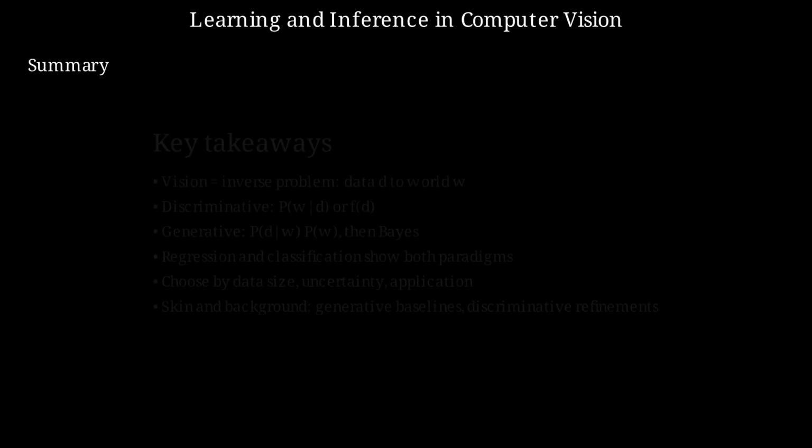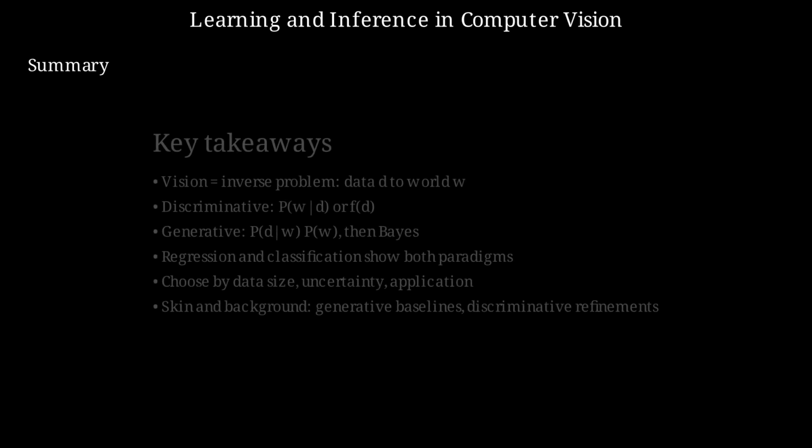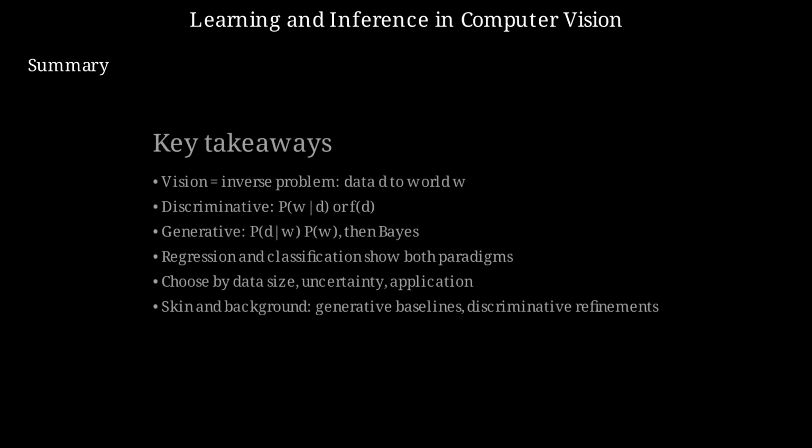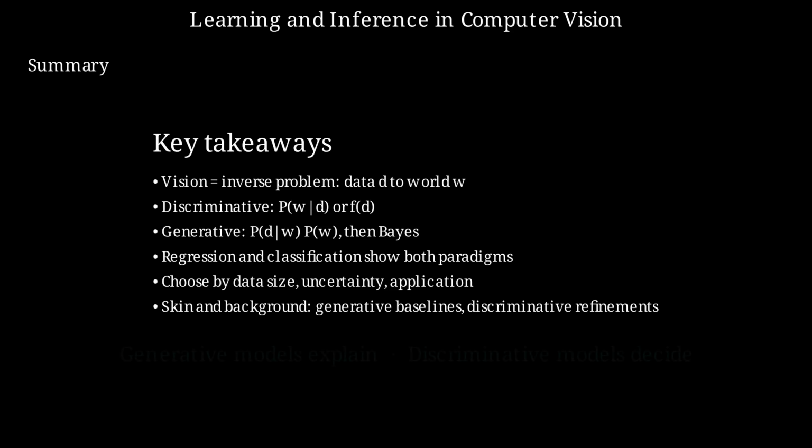Summary: computer vision is inference, recover world state W from observed data D. Every pipeline needs a world representation, a measurement model, and inference. Discriminative learning targets P of W given D or a direct function F of D, ideal for regression lines, logistic boundaries, and deep networks at scale. Generative learning models P of D given W and P of W, applying Bayes' rule, essential for uncertainty, synthesis, outlier rejection, and physical interpretability. Regression and classification showed that both paradigms can yield similar predictions yet encode different assumptions and capabilities. Modern vision stacks both views.